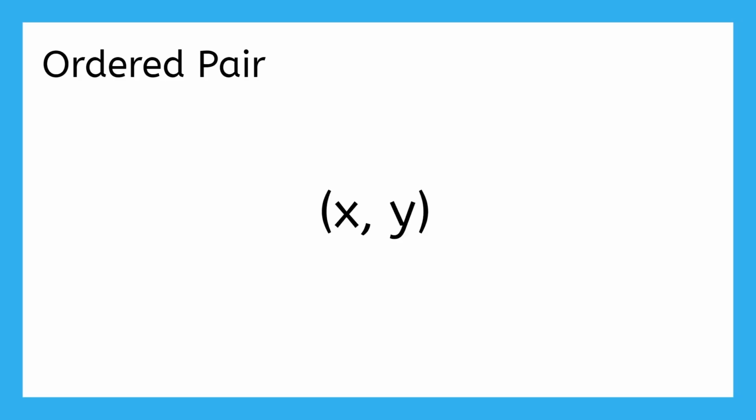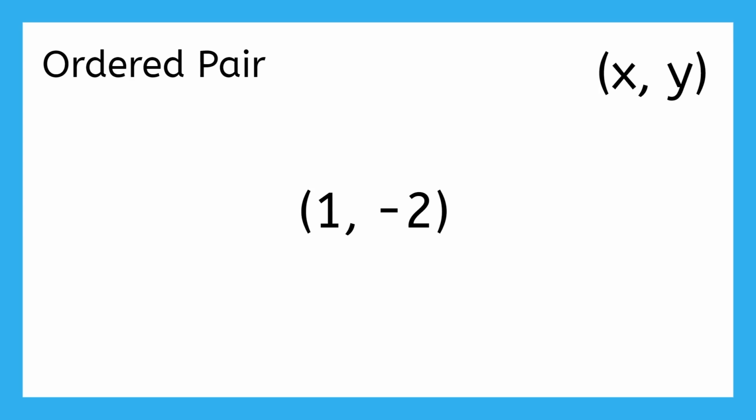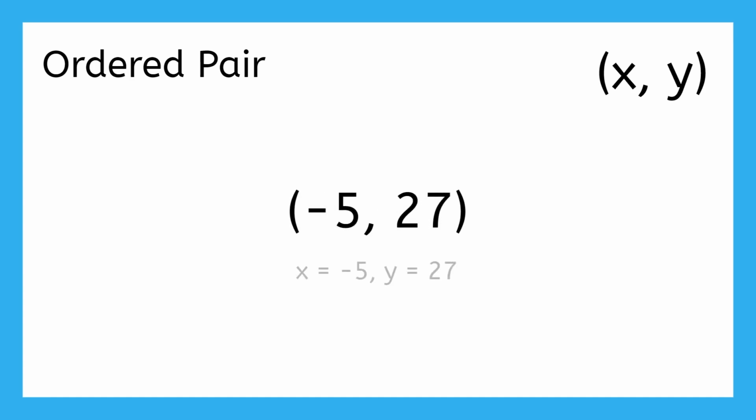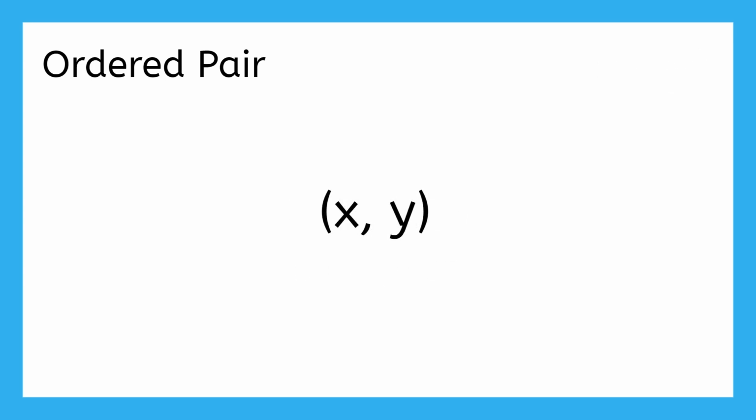This is called an ordered pair. It's a very easy, short way of writing the solution to a two-variable equation, particularly when the two variables are x and y, which is what we usually use. For instance, if we had the ordered pair 1, -2, then that would mean that x is 1 and y is -2. Or if the ordered pair was -5, 27, then x is -5 and y is 27. Ordered pairs are simply a shorthand way of writing pairs of solutions for two different variables at the same time.